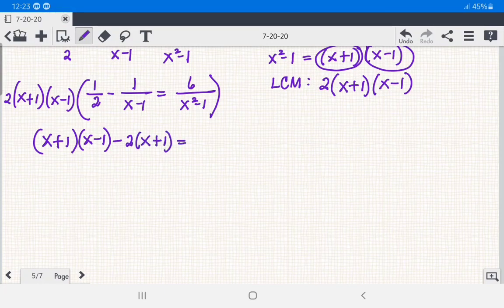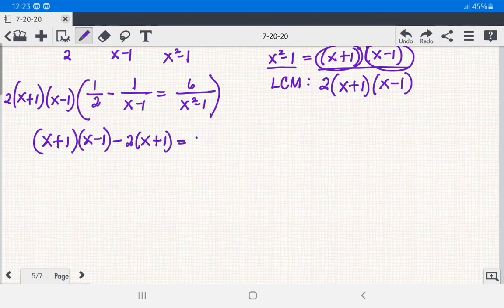Then, equals 2. Again, multiply this by 6 over x squared minus 1. You have to remember that x squared minus 1 is equal to x plus 1 and then x minus 1, right? So, here we're going to cancel x squared minus 1 and then x plus 1, x minus 1 because they are just the same, right? So, we have only 2 and then 6.